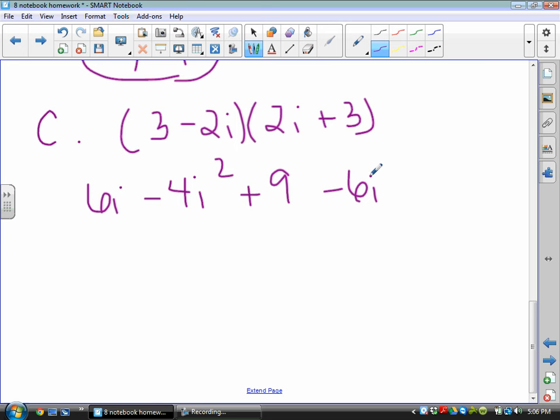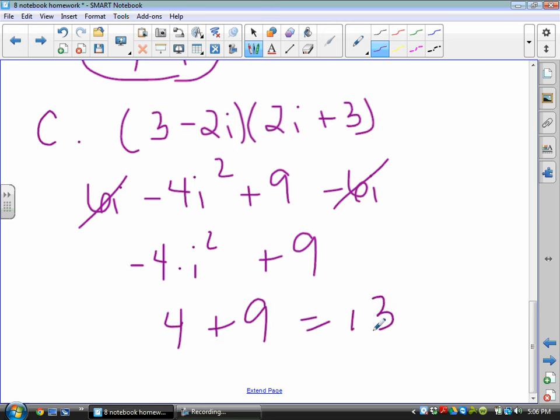Excuse me. If I combine my like terms, these actually cancel. Okay, negative 4 times i squared. i squared is really worth negative 1, so this becomes positive 4. So my answer is 13. So yes, they are conjugates.